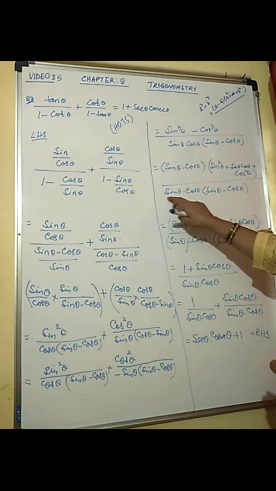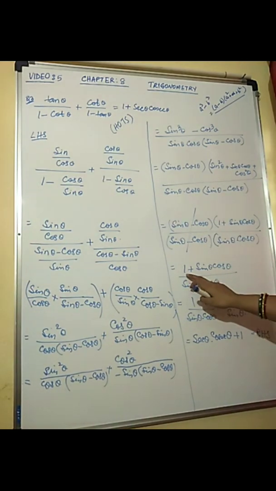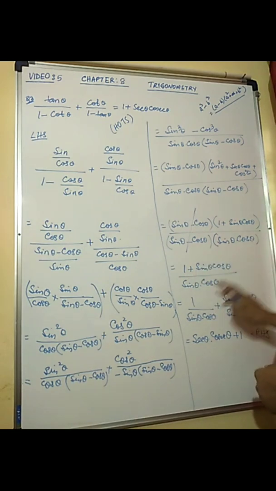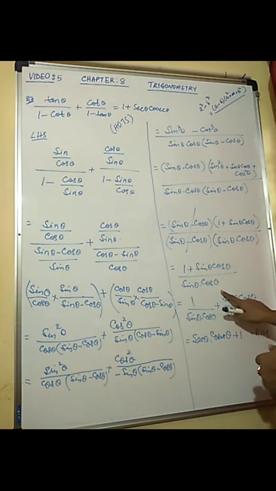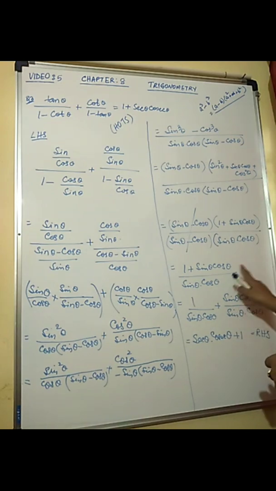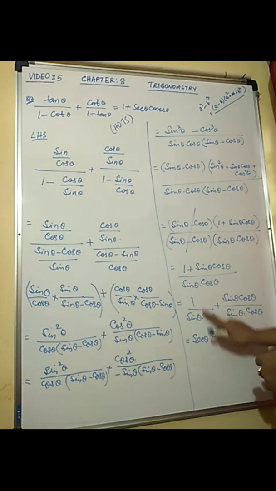And then in the denominator I am left with sin theta into cos theta here. So this is the final term, 1 plus sin theta cos theta divided by sin theta into cos theta. Now you just have to separate the terms. So one time we will write 1 by sin theta into cos theta plus sin theta cos theta by sin theta cos theta. So this is equal to sec theta into cosec theta.